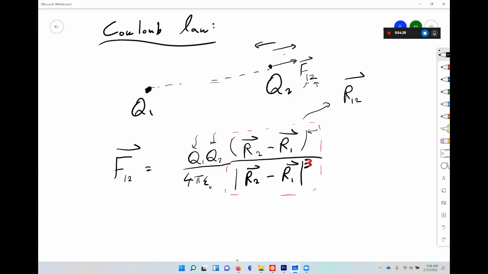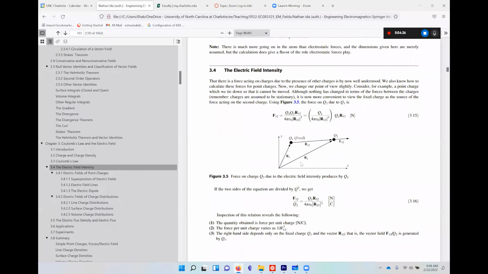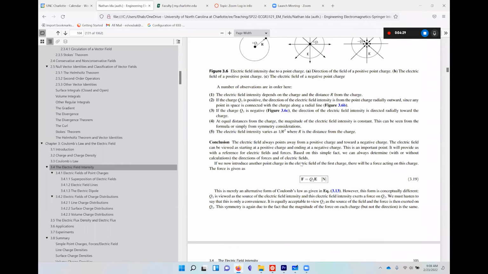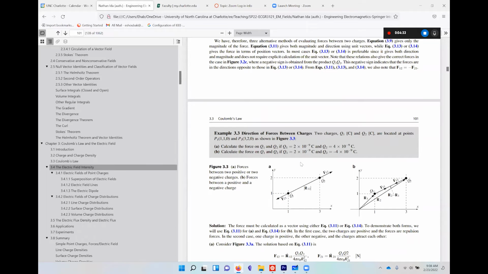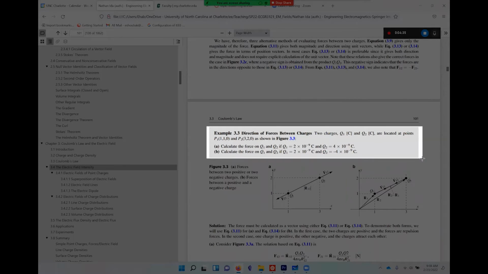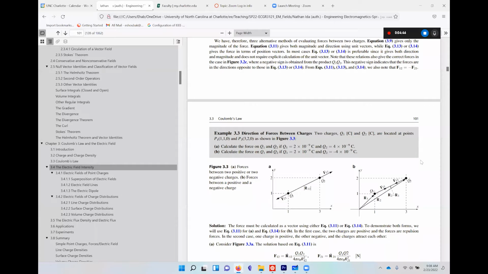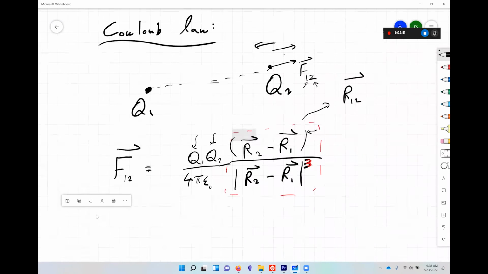Let me see. I wanted to do an example last time. So let's see if I can get, let's do an example from the textbook. Let's do this example, which I think we did, but let's redo it. That's fine. Paste.